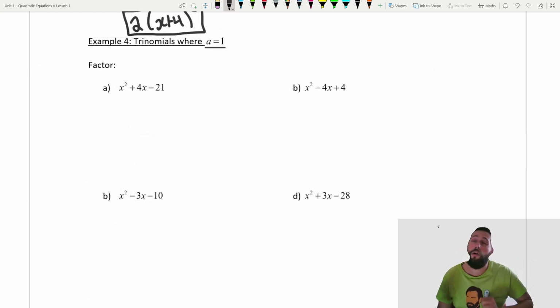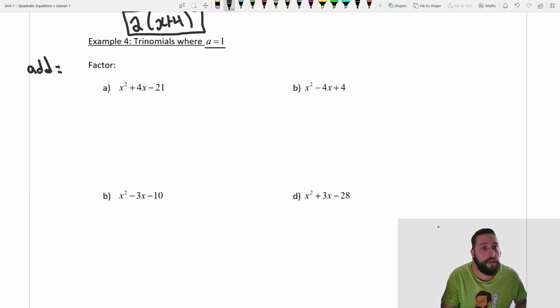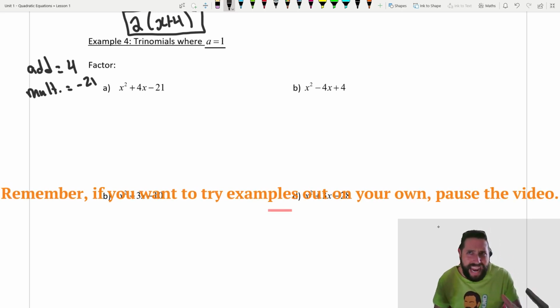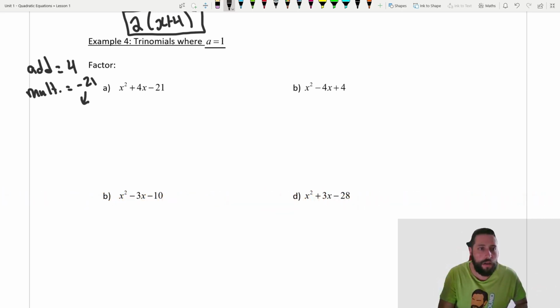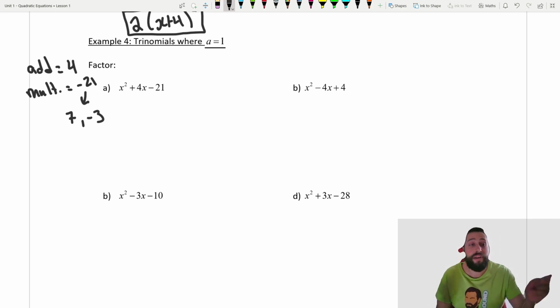Example 4, trinomials where a is equal to 1. Very similar to the last examples, except now we're going to add to equal 4, but multiply to equal negative 21. So what are the factors of negative 21 that add to give you positive 4? It's going to be 7 and negative 3. Why? Because 7 multiplied by negative 3 gives us negative 21, but 7 added to negative 3 gives us 4.